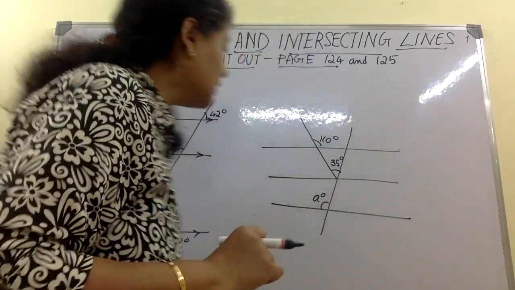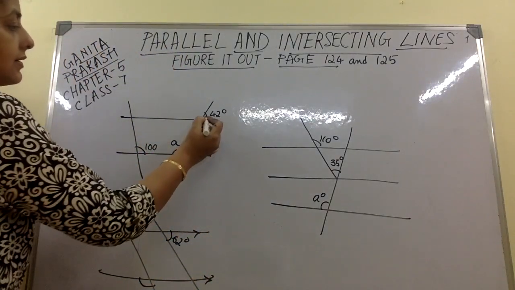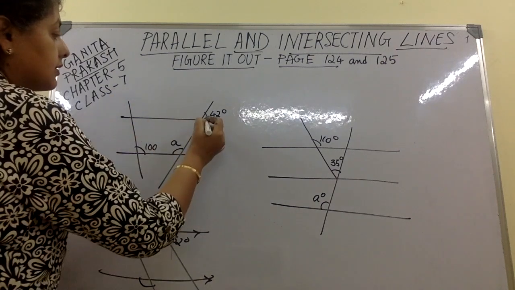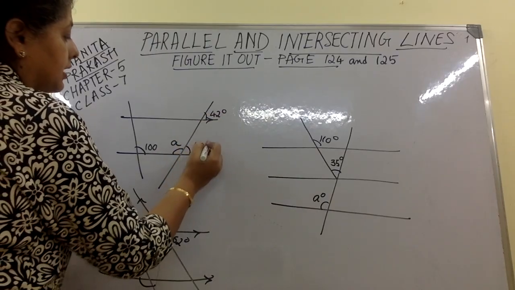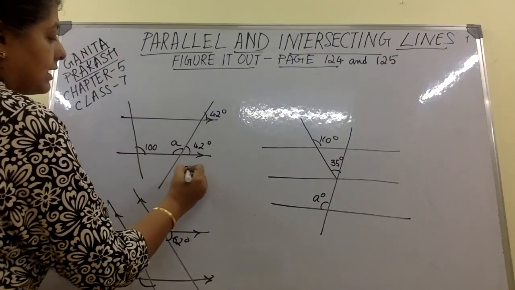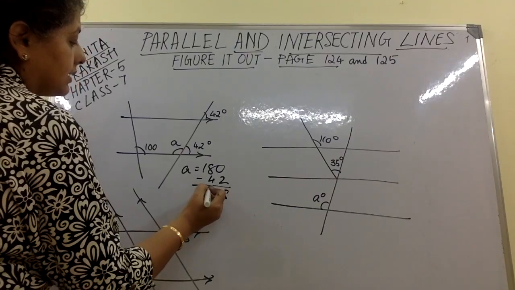So let's start. Here we have to find this angle A. These are slightly more difficult than page 123. Here this one is a 42 degree angle, agree? This angle is 42 degrees. If this is 42, angle A is 180 minus 42.